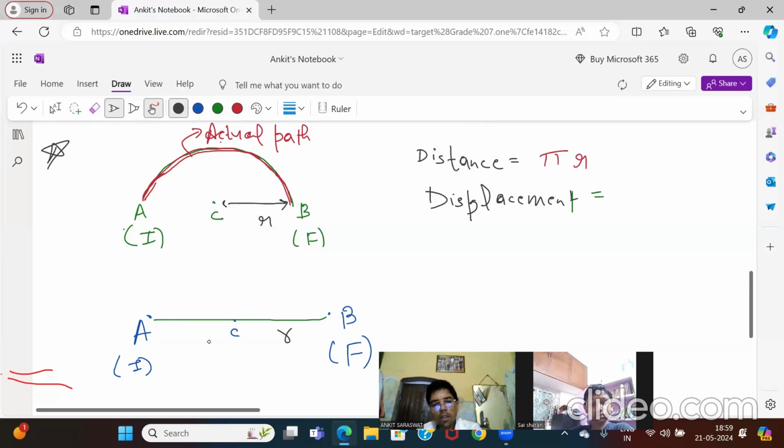Then I want to know what is displacement. This is R. This is also R. What is the displacement? Displacement is the shortest distance. Shortest distance will be 2R. Don't see the path. Clear? What is the direction of displacement? Direction of displacement is from A to B. The arrow will be drawn like this, from initial to final position. Any doubt?